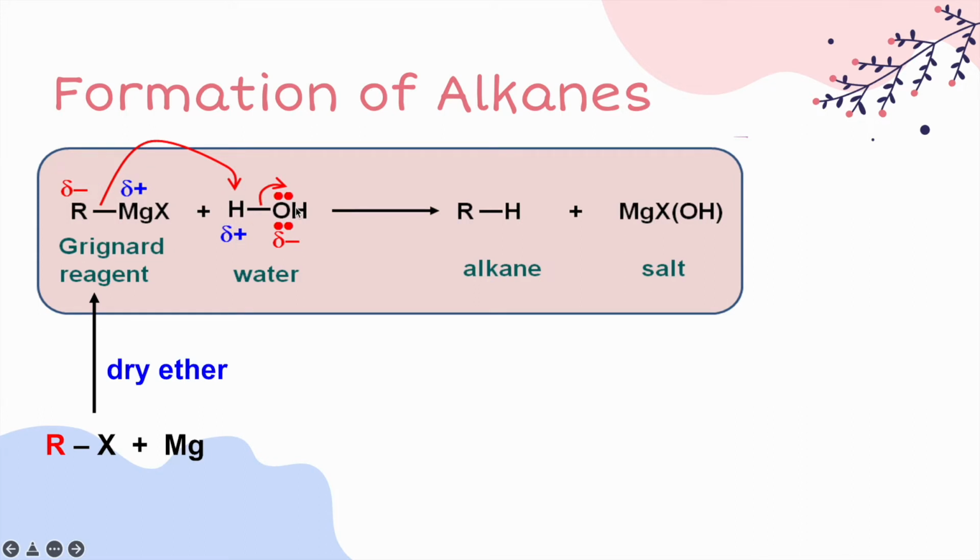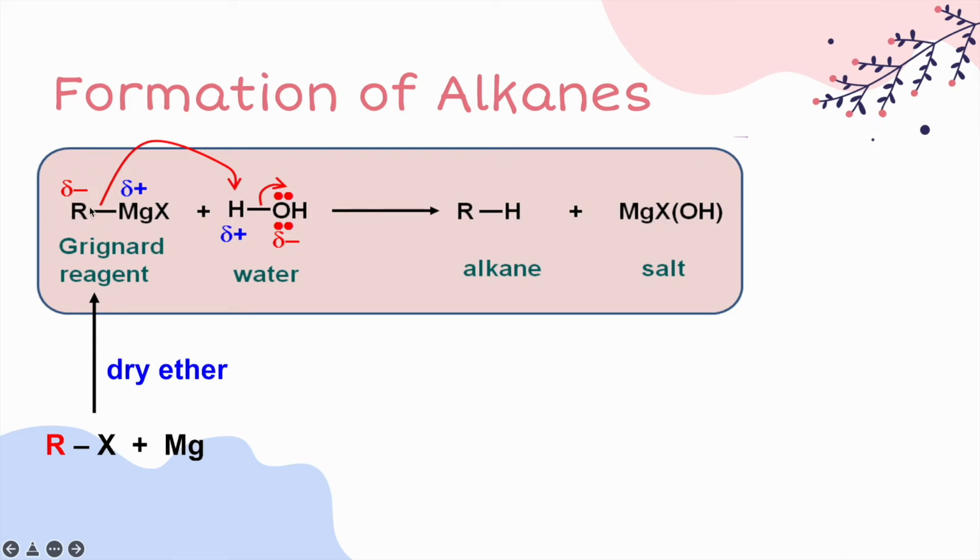This hydrogen is delta plus, and the OH is delta minus at the O. So these 2 electrons in the bond between R and Mg will be used to form a bond with hydrogen in water. And then that R will form a bond with H, and then this MgX delta plus will form a salt with the OH from water. So it's just MgXOH, a salt.